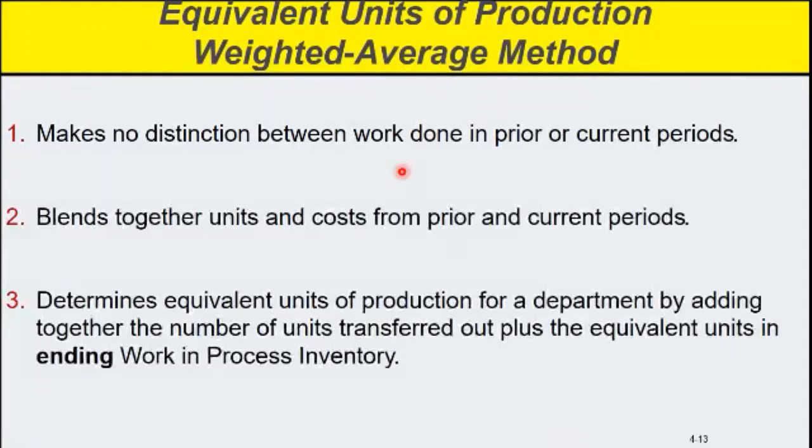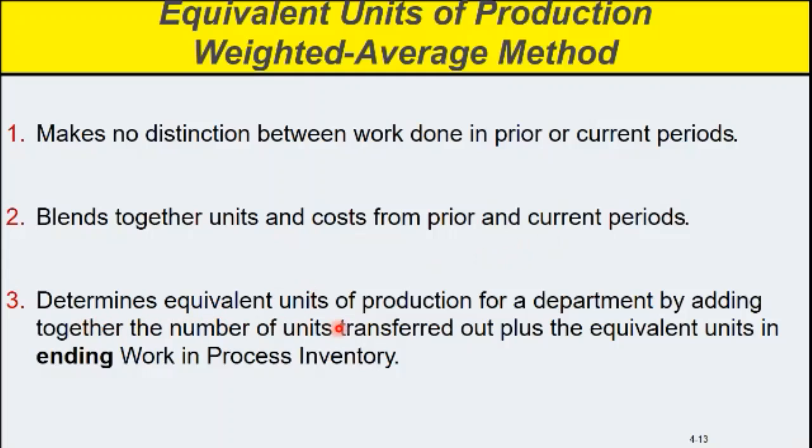Right? You have two methods of measuring equivalent units of production. One is the weighted average method, which makes no distinction between the work done in the previous process and in the current process. It blends together, adds all of them together, lumps them together, and finds an average cost for the equivalent unit.